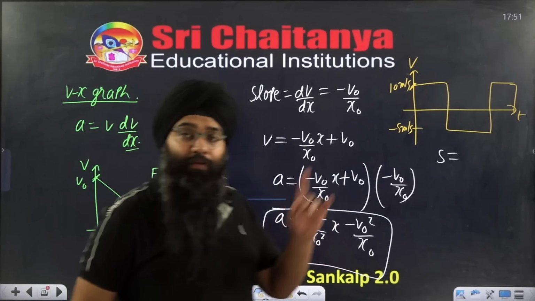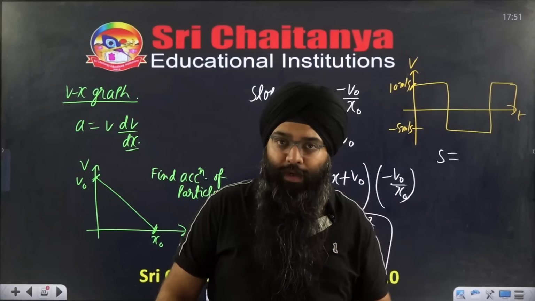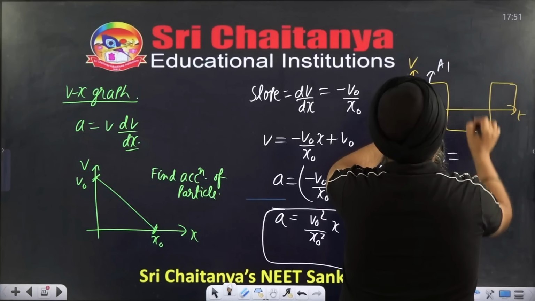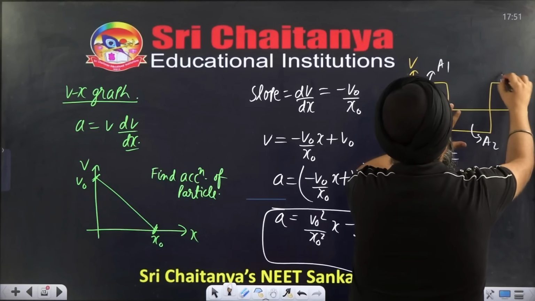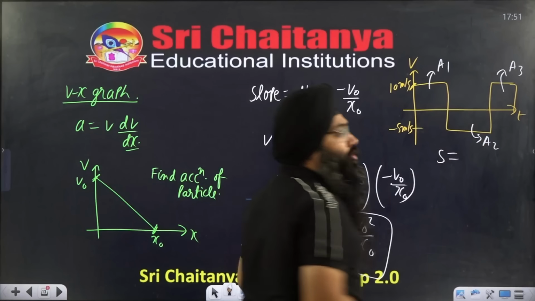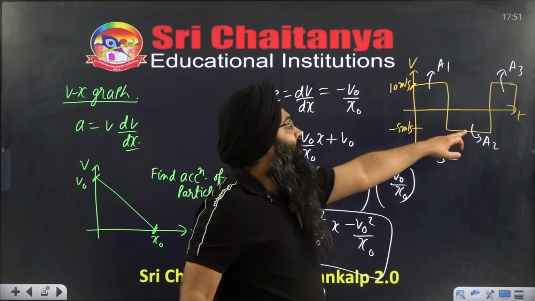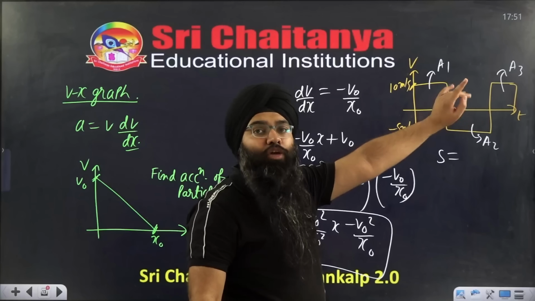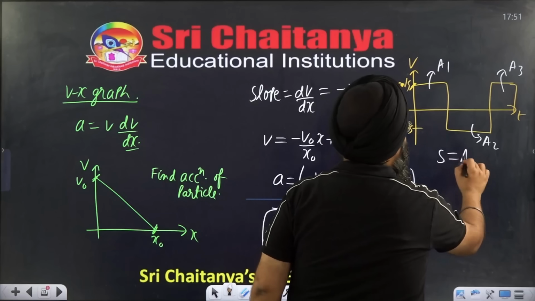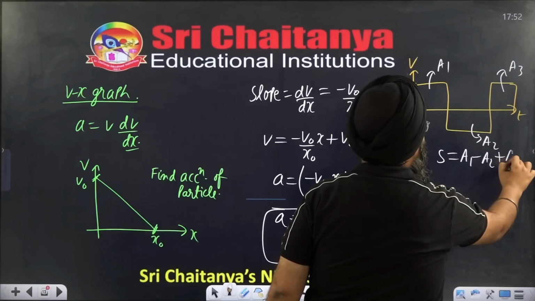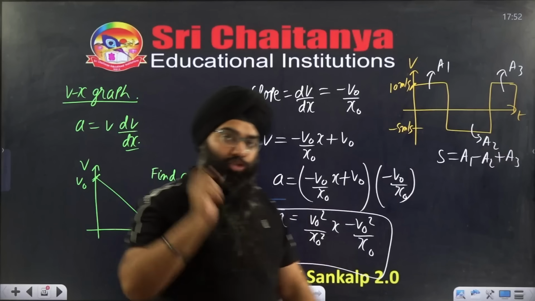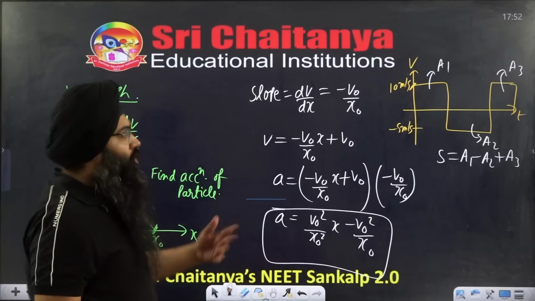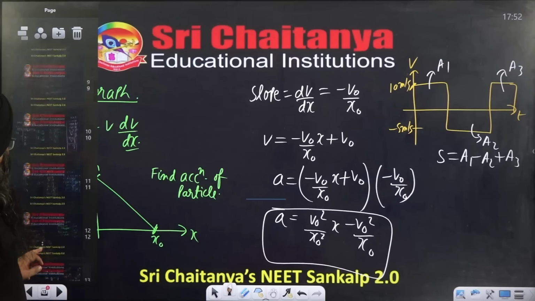So I already know that the area under the VT graph will give me displacement. But always remember, suppose this area is A1, the magnitude of this area is A2, and this is A3. When you calculate the displacement, you have to take the area with sign. If it is a negative area, you have to take negative. If it is a positive area, you have to take positive. So what will be the displacement? A1 minus A2 plus A3, where A1, A2, A3 are the magnitudes of the areas. So this is basically the concept of the displacement time graph, velocity time graph. I hope these graphs are also clear to you.